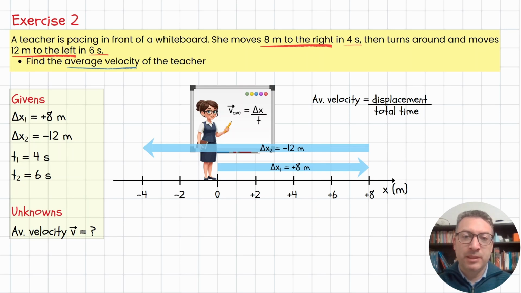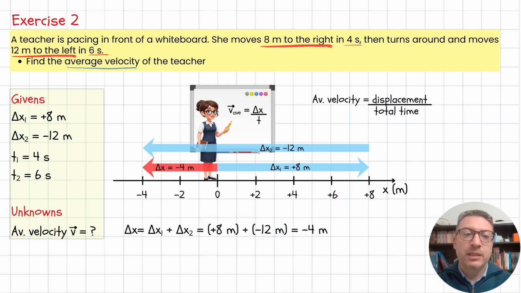How to find the total displacement? We can just sum the two displacements, which means that the total displacement is the algebraic sum of the two displacements, and the result is negative 4 meters. This means that effectively the overall displacement is to the left, because the sign is negative. To find the total time, we can just sum the two time intervals, and that equals 10 seconds.